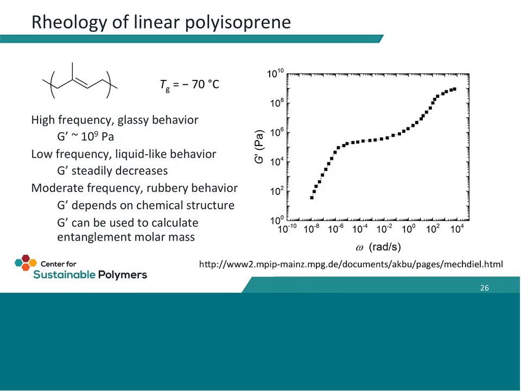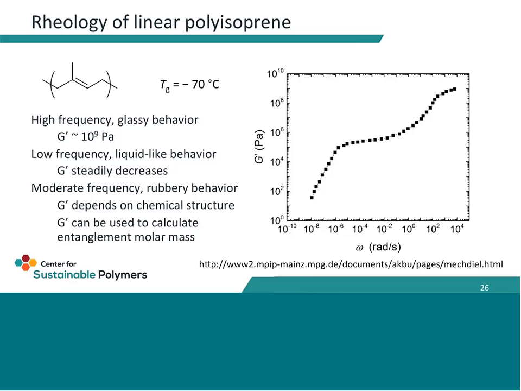Then as we go to lower frequency, we hit the rubbery plateau again. From here, we can see that while it will still act like a solid, it does have a much lower modulus, here about 10 to the 6 pascals. We can also calculate the entanglement molar mass from this value if we wanted to. And finally, at the lowest frequency regime here, we can see that we have a steady decrease in the modulus, which is really indicative of the liquid-like behavior.